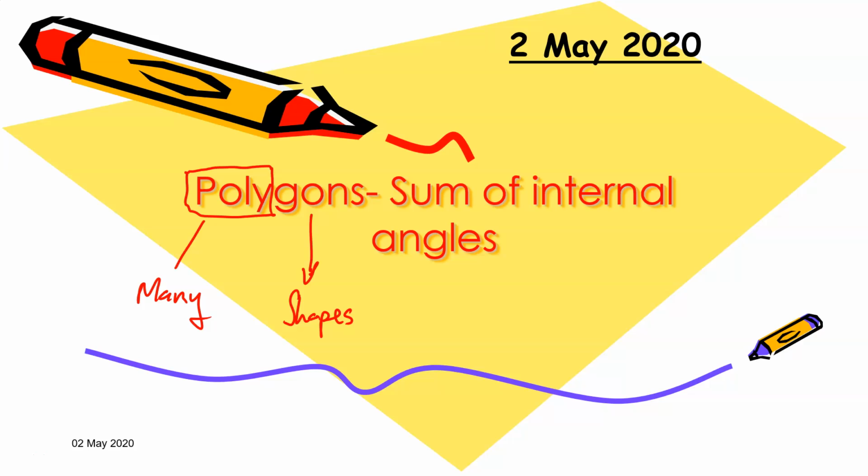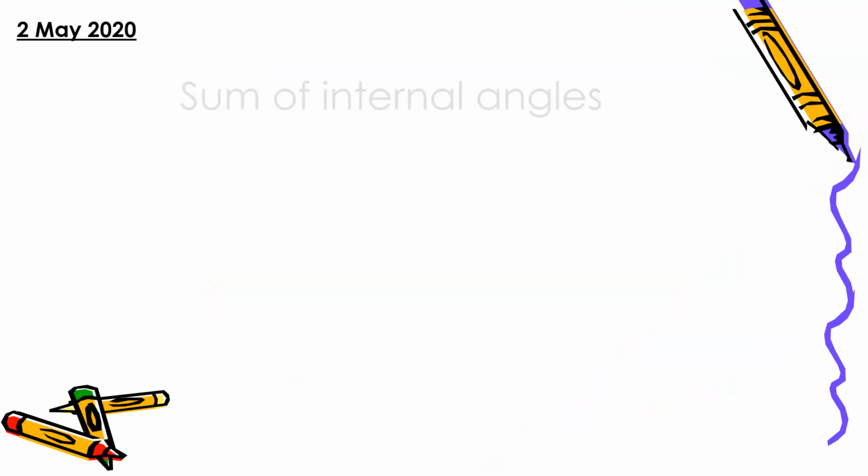In fact, we've seen a lot of these already. A triangle is a polygon. It's a three-sided polygon. A rectangle is a quadrilateral, or a four-sided polygon. So we're extending that idea today.